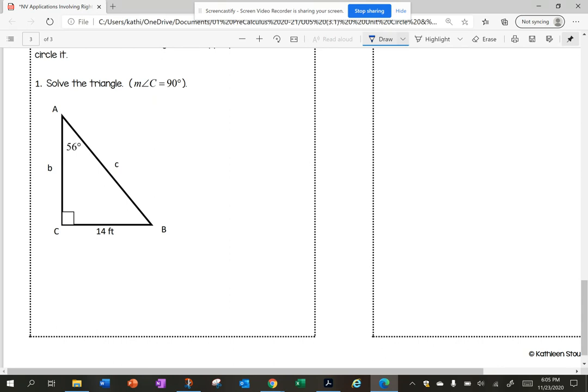Okay, so when we are solving the triangle with those words, I am expecting 3 answers. I am giving you 3 pieces of information, and you are solving for the other 3 pieces. So in this triangle, I am giving you 2 angles and 1 side. So I know this angle is 90 degrees. So I'm going to solve for angle B, and side C.